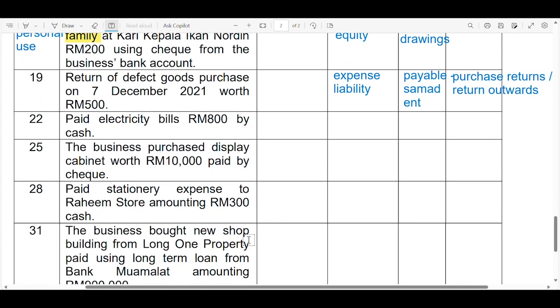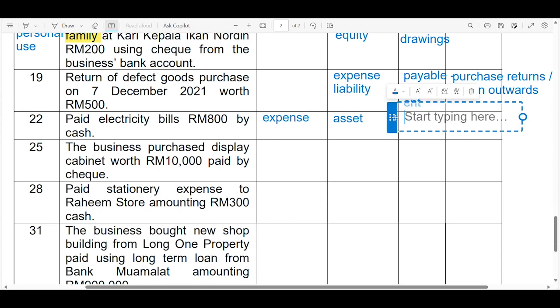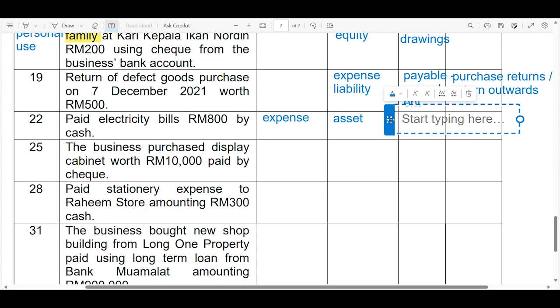And then paid electricity bills by cash. Whenever you pay the bills, this will result in increase in expense, paid by cash, so decrease in asset. Increase in expense, you debit expense account. So just follow the transaction. If it is for electricity bill, then we open electricity bill account. And for decrease in asset, you credit. So you credit cash because the payment was made by cash.